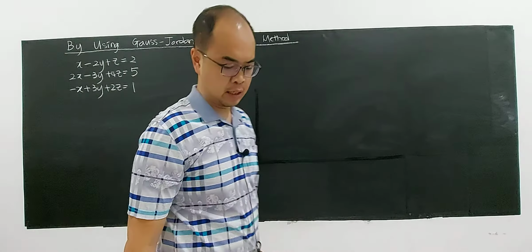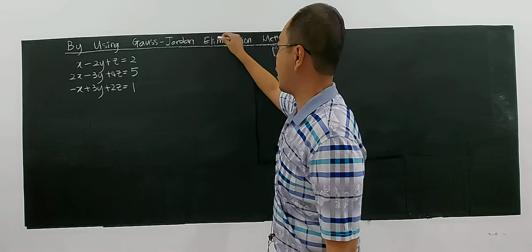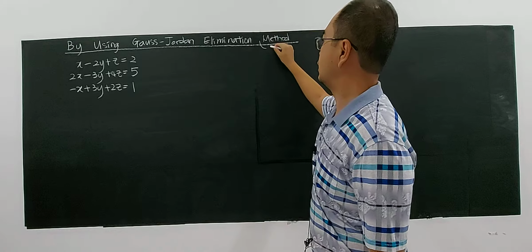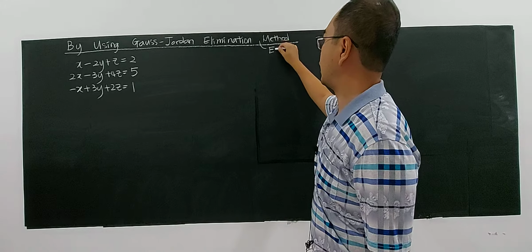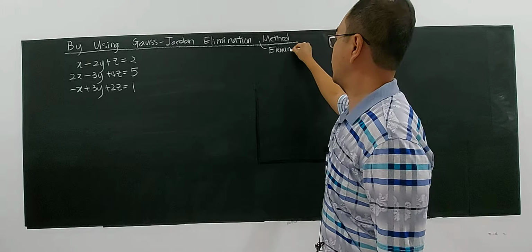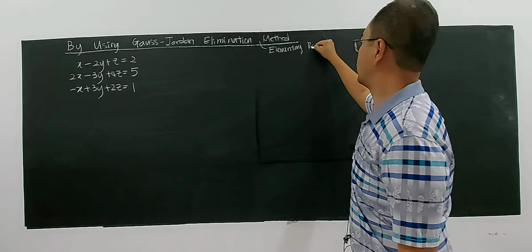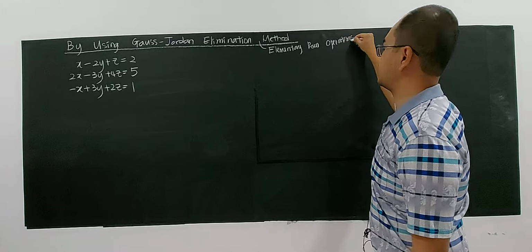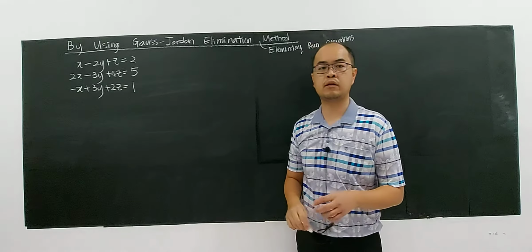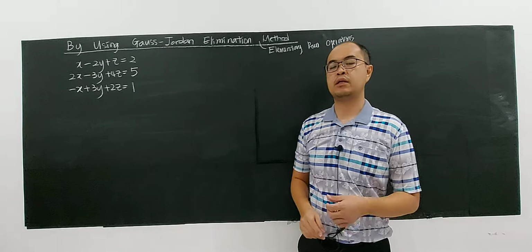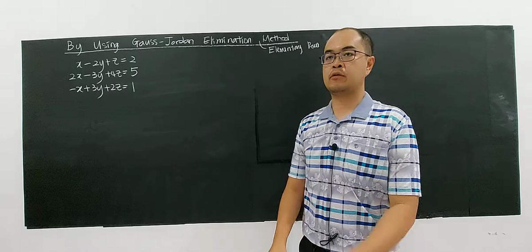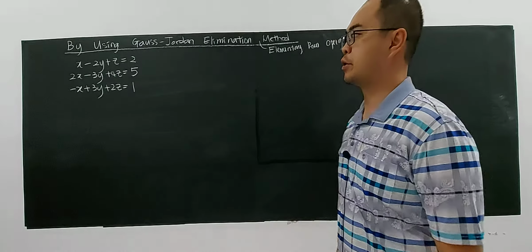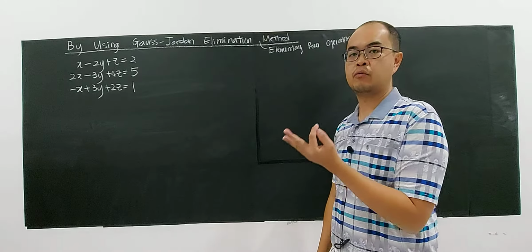So when they say using Gauss-Jordan elimination method, or elimination method, we are using the ERO, the elementary row operations. Do you still remember when I taught you how to do elementary row operations in the previous video? Before you do this question, you have to revise the concept of elementary row operations, which has 3 steps.